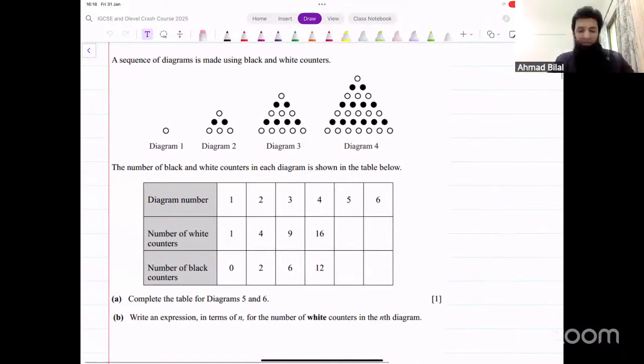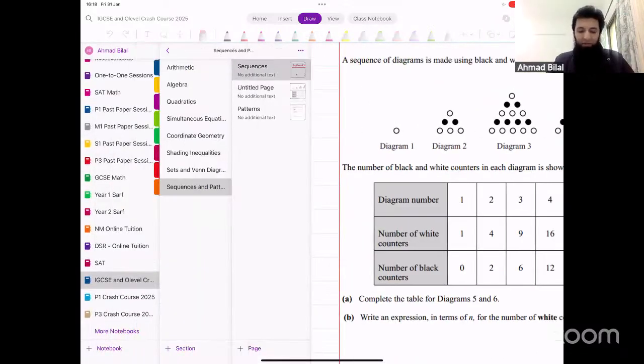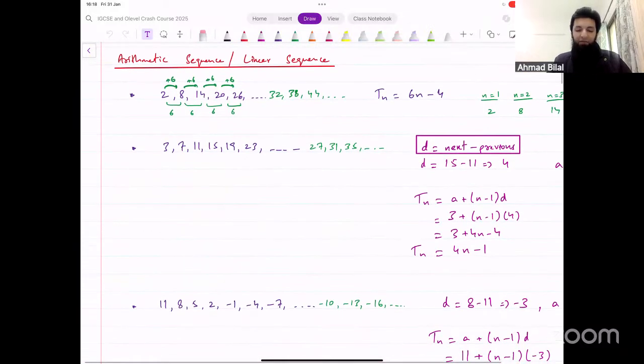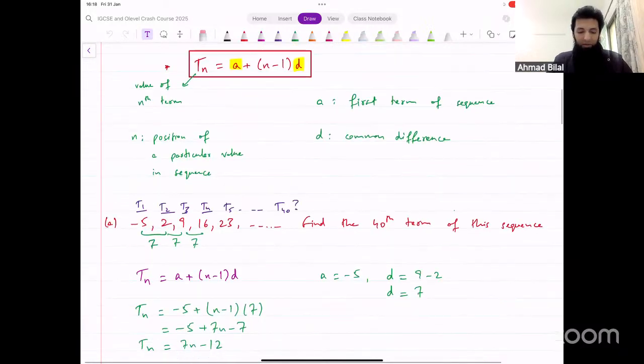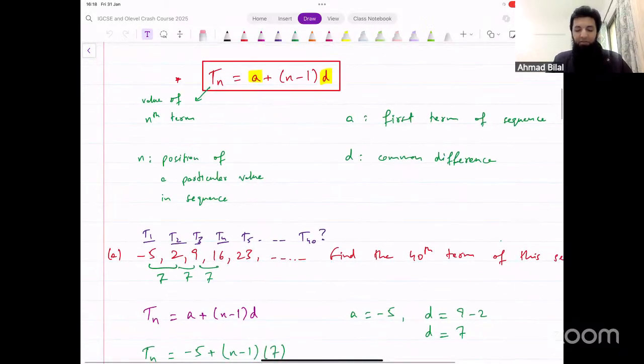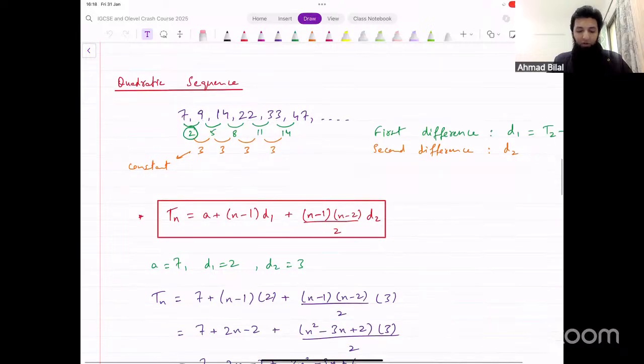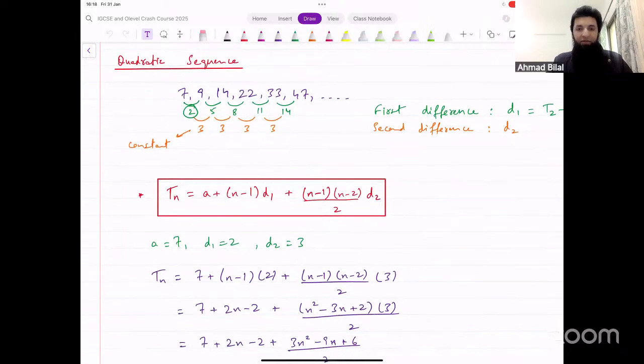This is what we were doing last time. We talked about the different types of sequences that you need to know of. First of all, we've got linear sequence or arithmetic sequence. This is the nth term formula for that, a plus n minus 1 times d. You need to remember this. Then we talked about the quadratic sequence in which the second difference is constant.